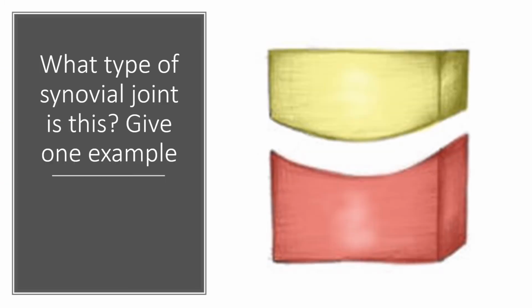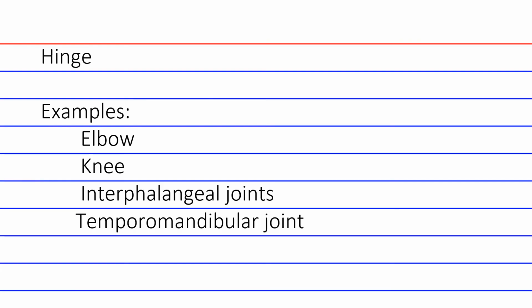What type of synovial joint is this? And please give an example. The answer is a hinge joint. Examples include the elbow or the knee, or the interphalangeal joints, also the temporomandibular joint. Remember, these are involved in extension and flexion.